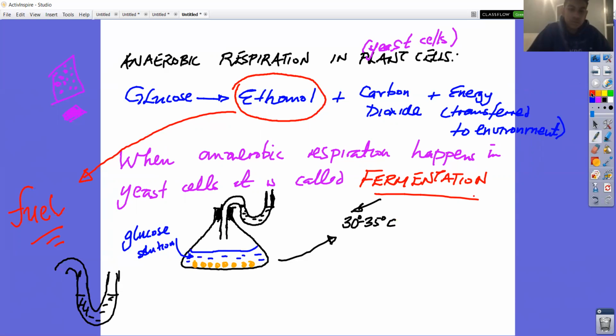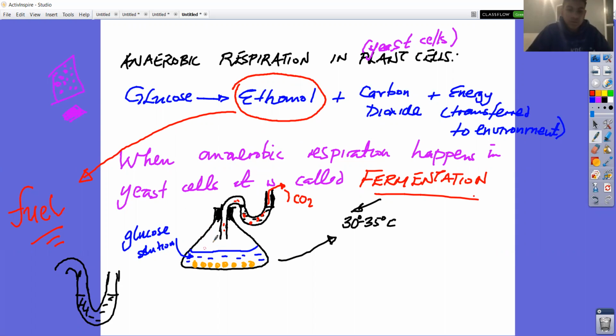It's a bit hard to visualize. This will allow the carbon dioxide to bubble its way to the outside. But the oxygen can't do that. Why can this allow the carbon dioxide to bubble out? Think about what we just said.